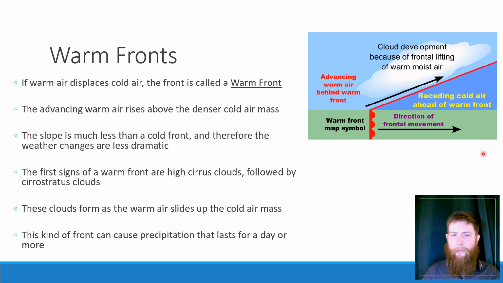So the first signs that we're getting a warm front are those high cirrus clouds, those really stringy looking ones, and then those are going to be replaced by those cirrostratus ones. As these move up, this is because the clouds and this water are moving higher into the atmosphere. As it moves higher in the atmosphere, it starts to cool off, and these clouds start to form.